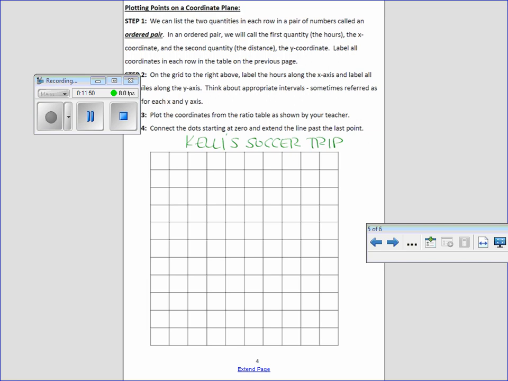You could do the same too. Kelly's soccer trip is good enough. That's the gist of it. Apostrophe s is possessive. Label the x and y axis. Y to the sky. X here.